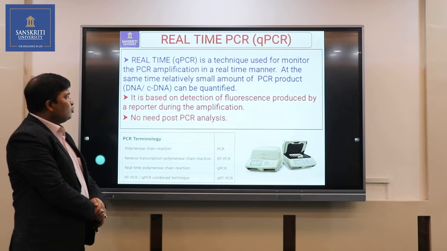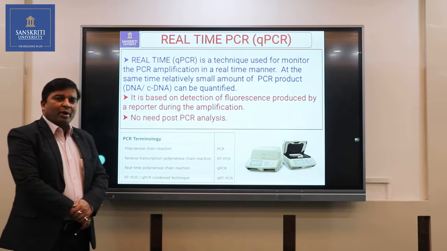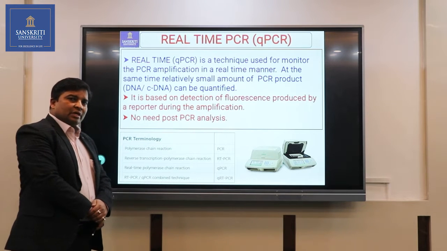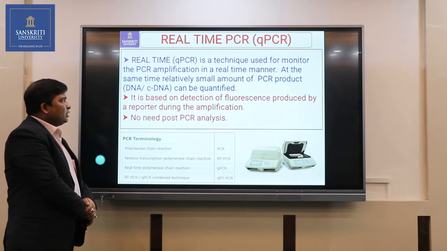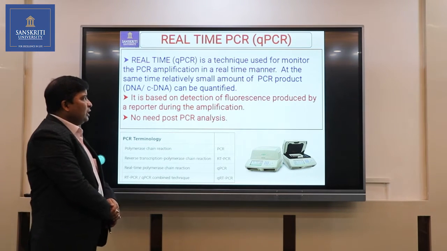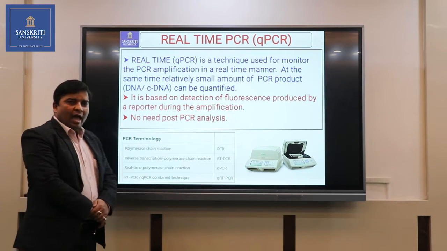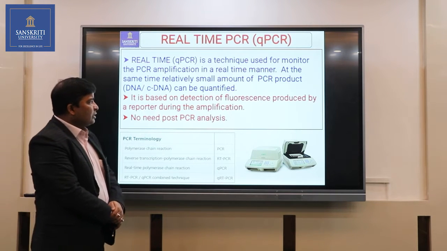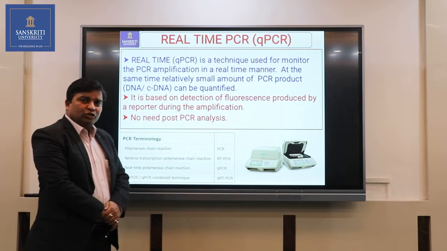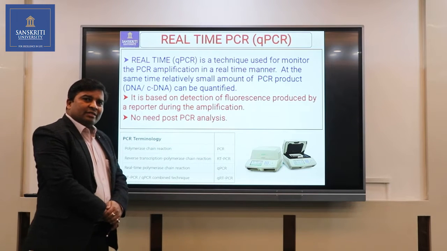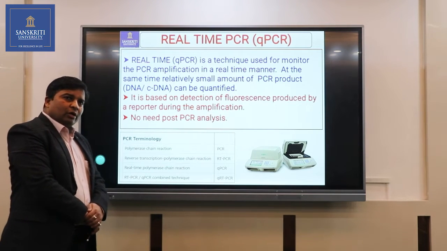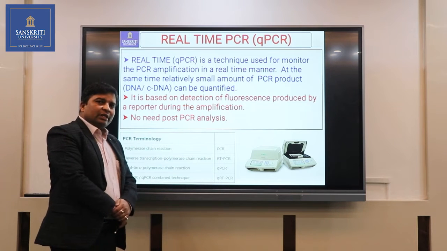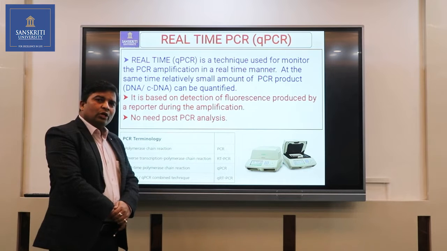Real-time PCR is a technique used to monitor PCR amplification in a real-time manner. It means we can observe and monitor each and every cycle of the PCR. At the same time, we can detect a small amount of PCR product and quantify it in real time. Because it is based on detection of fluorescence produced by a reporter during amplification, there is no need for other accessories like gel running and gel documentation. These are not needed in real-time PCR, though they are required for normal PCR.